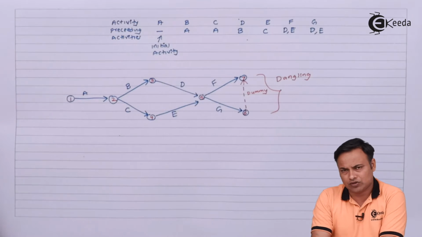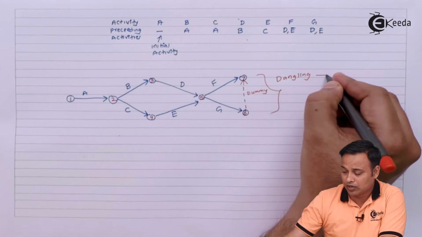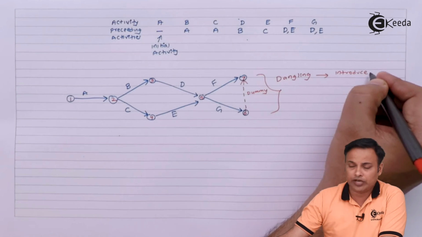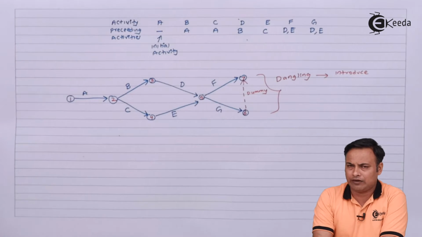So this is a new case called dangling, where you get two endpoints. So to solve the dangling problem, we introduce a dummy activity to connect both the activities which are dangling.